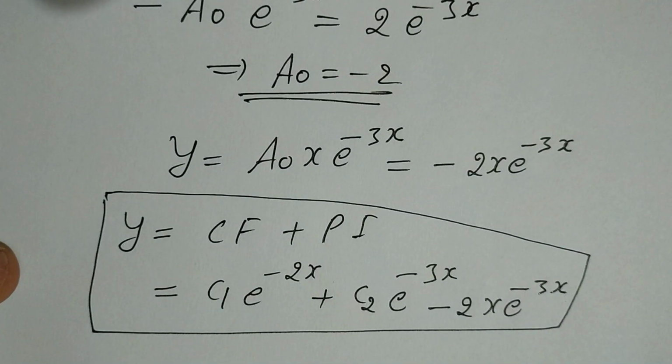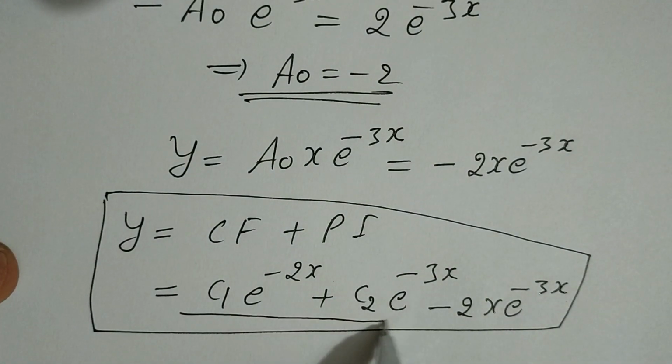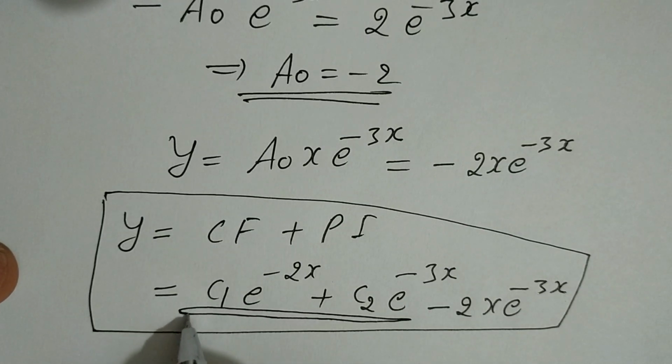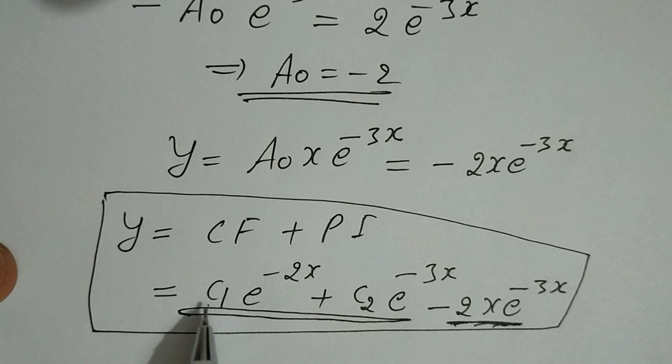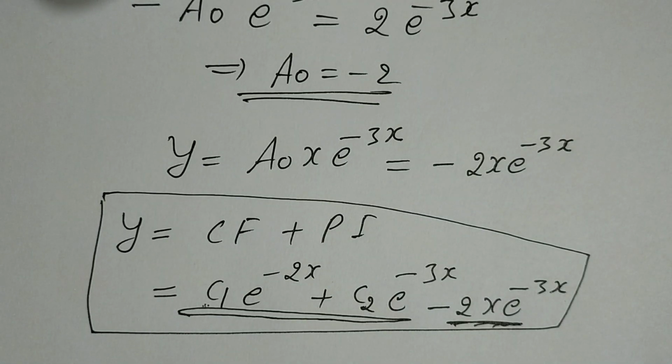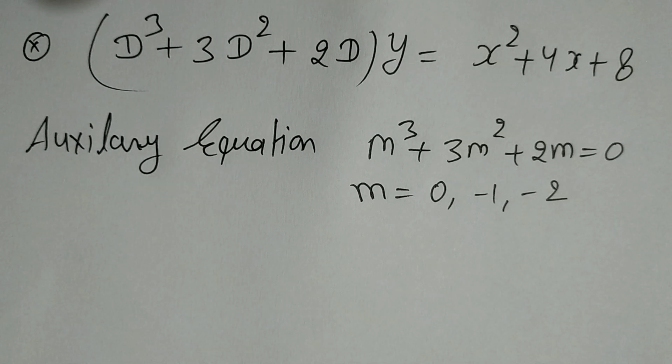So complementary function will have the arbitrary constants C1 and C2. Particular solution, particular integral, doesn't have any constant. And these two arbitrary constants we can remove using the initial boundary condition. If the boundary condition is given in the differential equation, we can apply it and get the values of C1 and C2. Let us have one more example.